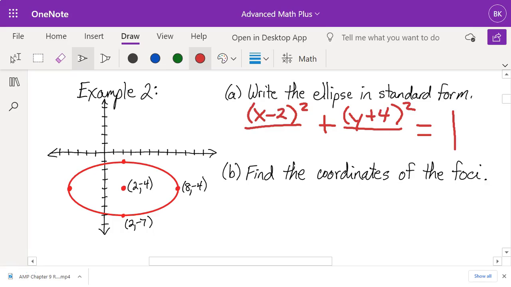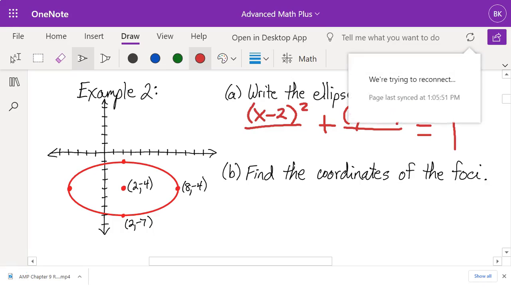Okay? And now we've got to figure out A and B. So A is the longer distance from the center to one of the vertices, and B is the shorter distance. Okay? So which one's longer? Left and right or up and down? Left and right. How far is 2, negative 4 away from 8, negative 4? That's 6. And you put A squared. So 6 squared is what? 36. Now you have to ask yourself, does it go under the X or does it go under the Y?